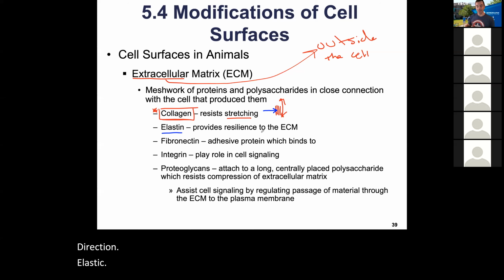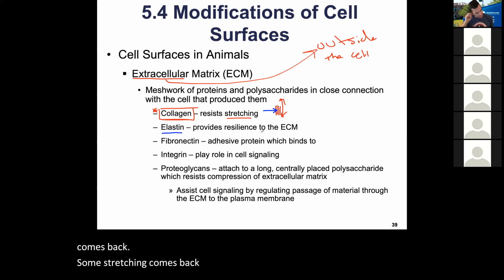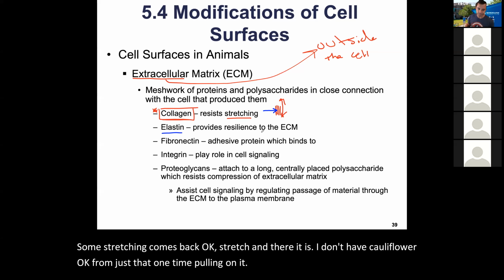Elastin. This allows some resilience, some stretch and comes back. Some stretch and comes back. Some stretch and comes back, okay? Some stretch, and there it is. I don't have cauliflower here, okay, from just that one time pulling on it.